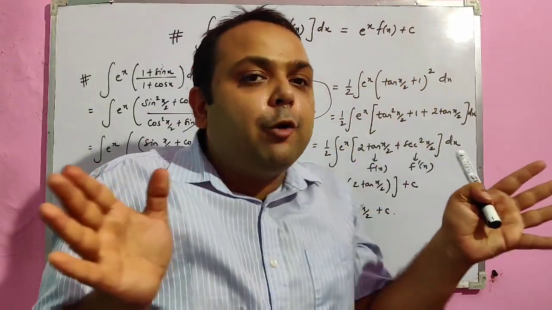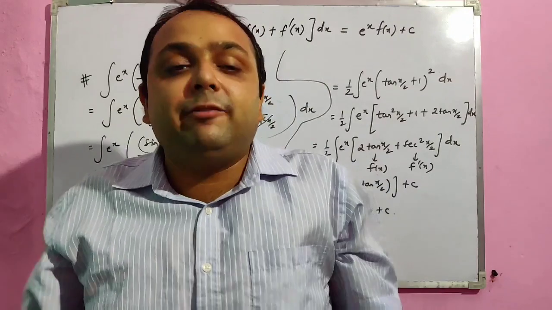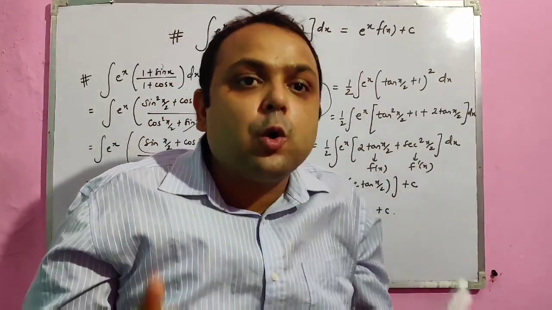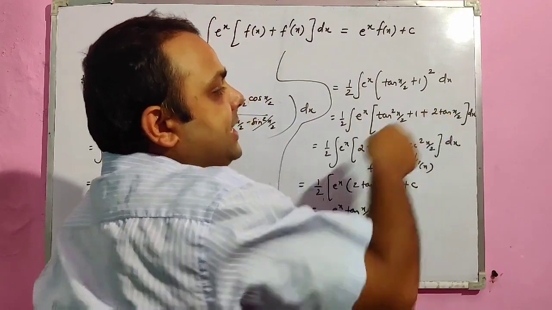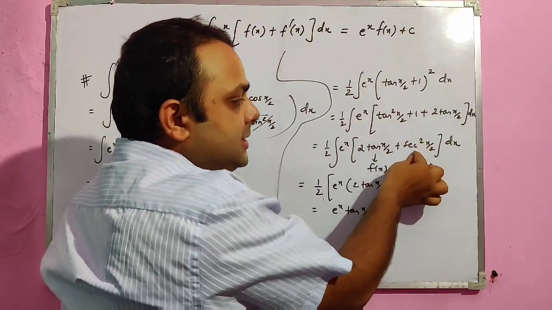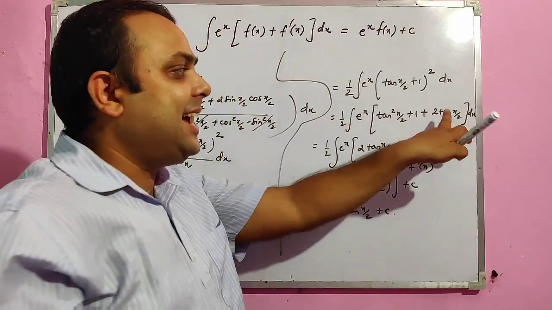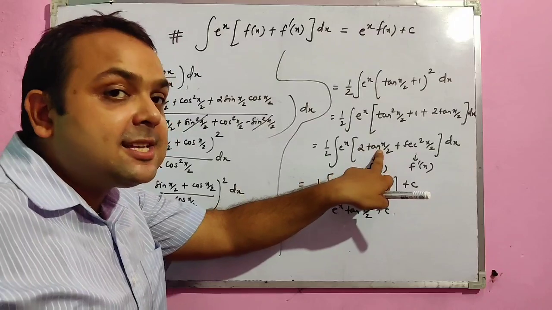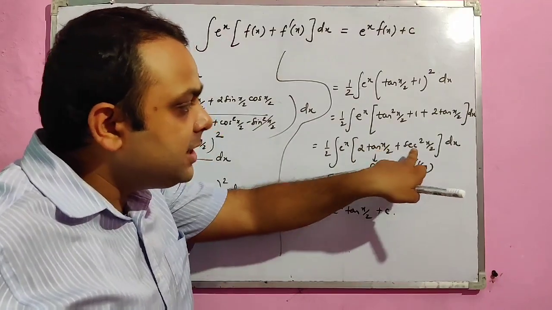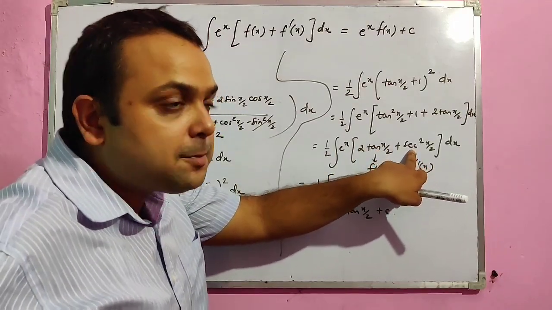Now expanding the formula (a plus b) whole square, which is a square plus b square plus 2ab. So this is tan square x by 2 plus 1 plus 2 tan x by 2. This becomes sec square x by 2, and this is as it is. Now this comes in this format. If we take this as a function, the differentiation of this is going to be sec square x by 2.